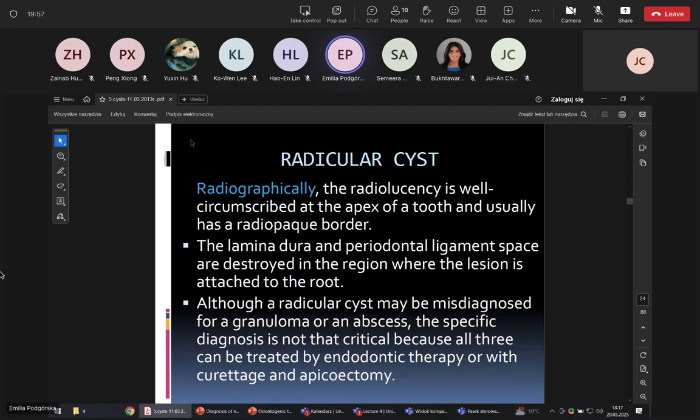Radiographically, the radiolucency is well circumscribed at the apex of the tooth and usually has a radiopaque border. The lamina dura and periodontal ligament space are destroyed in the region where the lesion is attached to the root, although a radicular cyst may be misdiagnosed for a granuloma or an abscess. The specific diagnosis is not that critical because all three can be treated by endodontic therapy or with curettage and apicectomy.